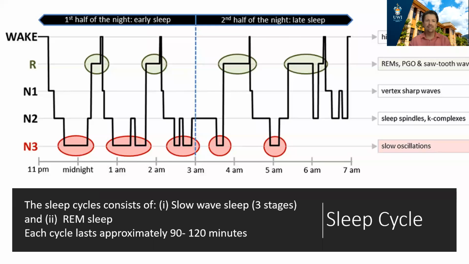So the cycle is non-REM 1, 2, 3, back up through 2 and 1, and then you have REM sleep. Not non-REM 1, 2, 3, and then REM sleep. And this cycle repeats itself throughout the night, 5 or 6 times. But what you'll notice as you approach morning, sometimes you don't go into deep sleep, and the cycles get a little bit shorter.